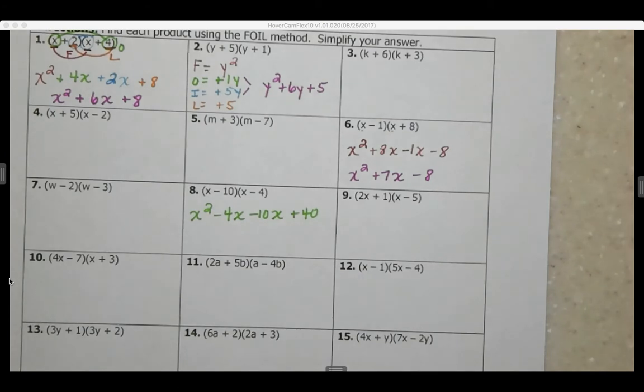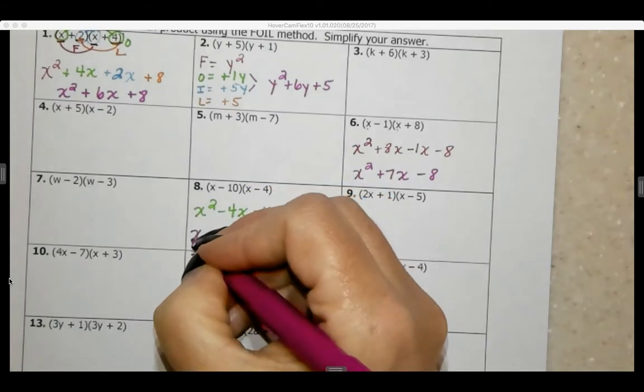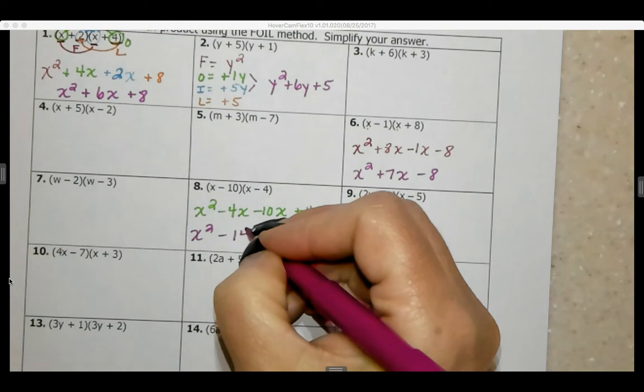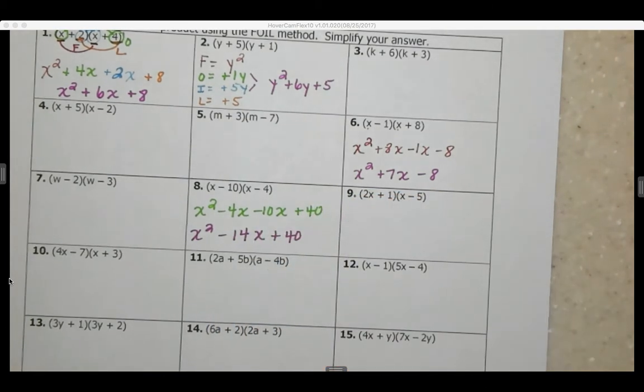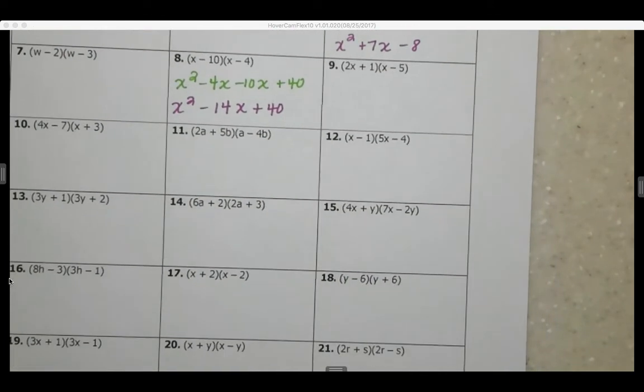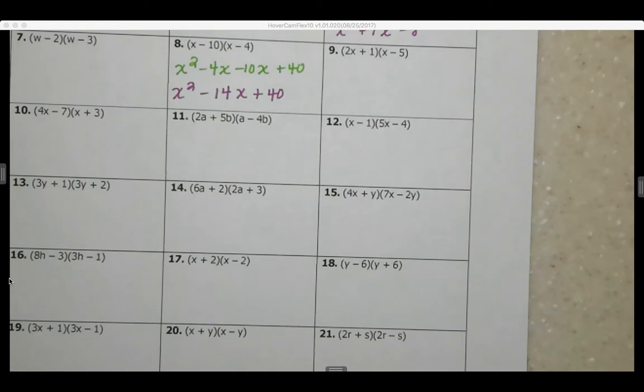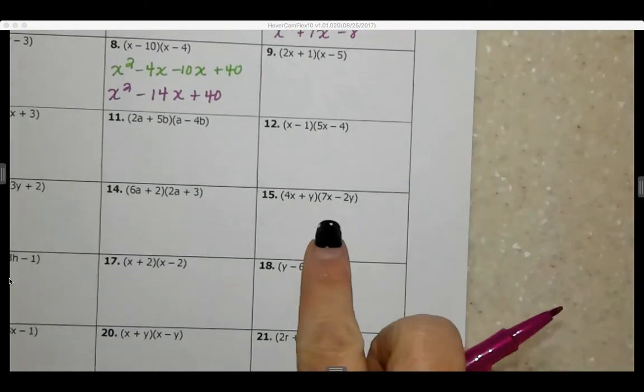Combine those like terms in the middle. We have x squared minus 14x plus 40 in standard form. Awesome. I'm trying to decide, who else should we do? Down below here, they start picking some. Let's do 15. I like this guy. We'll do that one.